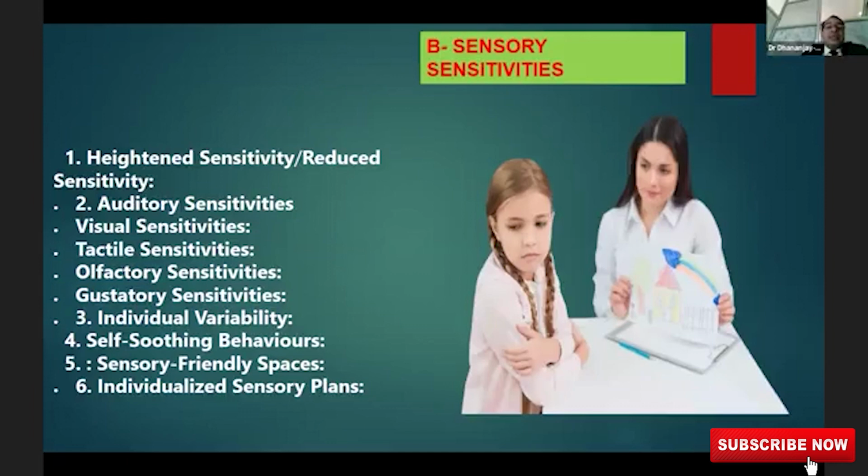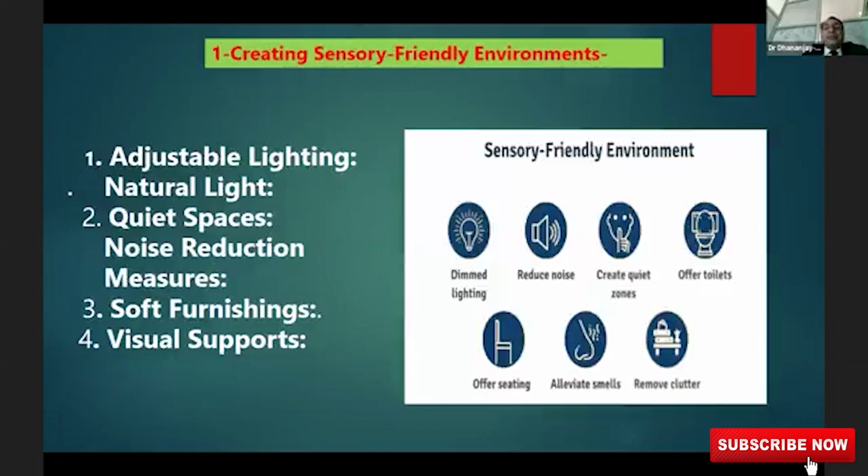Sensory sensitivities may be auditory, visual, tactile, olfactory, gustatory sensitivity. Individual variability is there. Self-soothing behavior and a sensory-friendly space should be in your house so that the child could become calm and cool during meltdown or other times. So a sensory-friendly space is required to utilize the sensory plan.